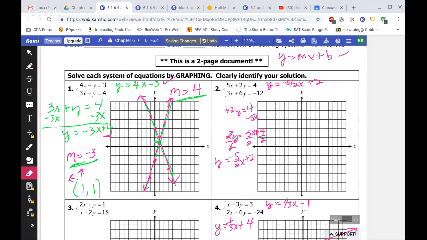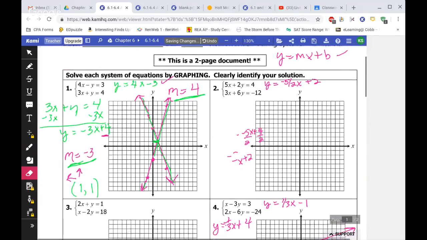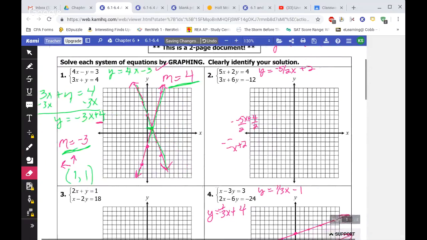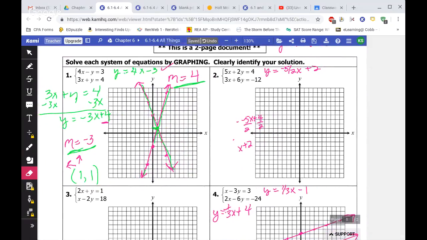How do you feel about that? Is that a part that you feel good about, or do you need more review on that as well? Feeling better? Yes, that helped a lot. Okay, all right, good.